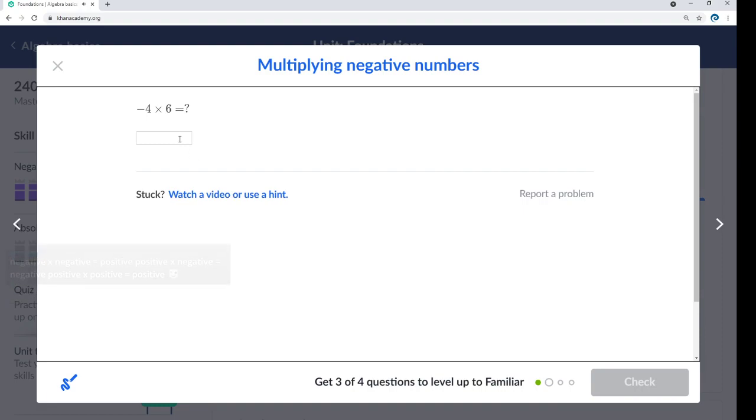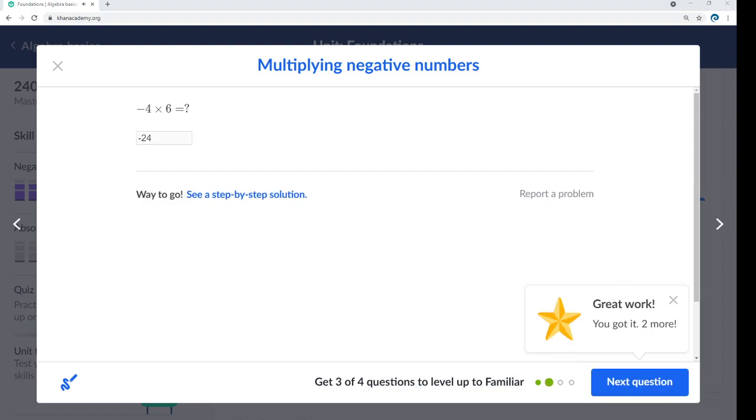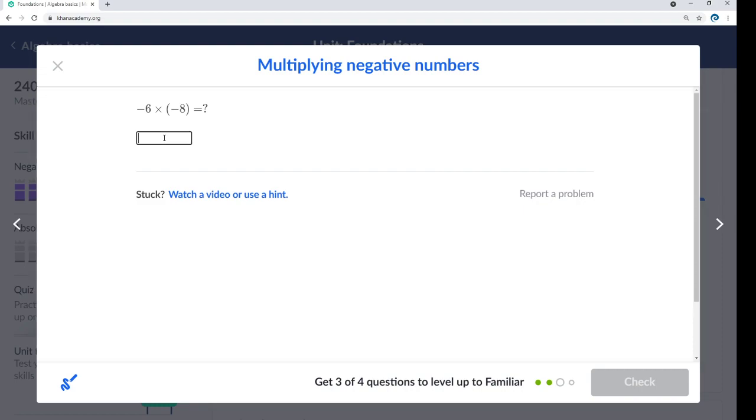Hey, look at that. Okay, so -4 times 6, same principle, right? So we just need to do 4 times 6, which is, so 6 plus 6 is 12, and then double that is 24. So it's -24. You got that, kids? -24. Cool. Very cool.